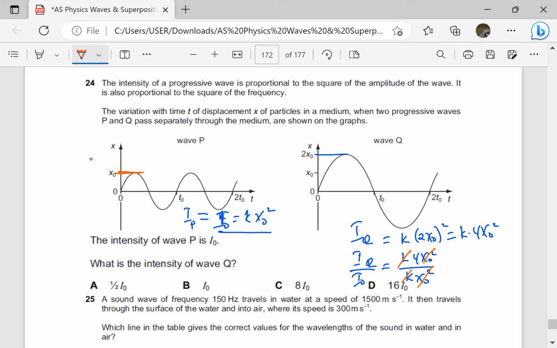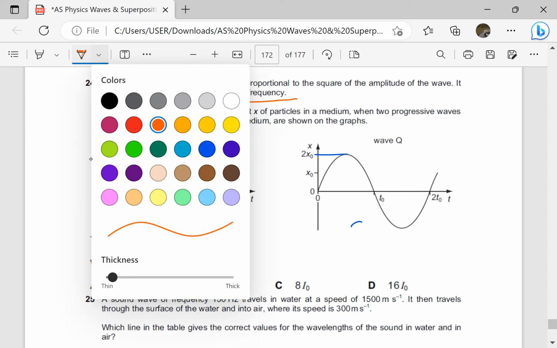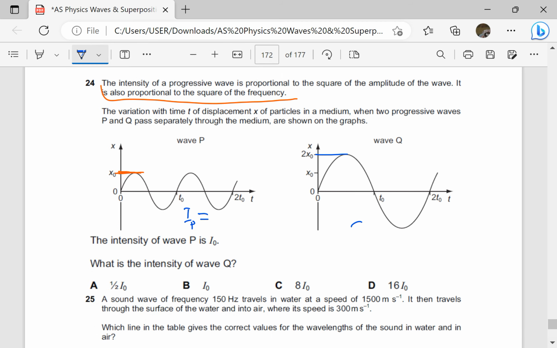The intensity of a progressive wave is proportional to the square of the amplitude of the wave. It is also proportional to the square of the frequency. So I have to repeat this, bring in a frequency. So the intensity IP is equal to I naught. They have given it to us as I naught, but this is a constant. It is proportional to amplitude squared. So I is proportional to amplitude squared and also proportional to f squared.